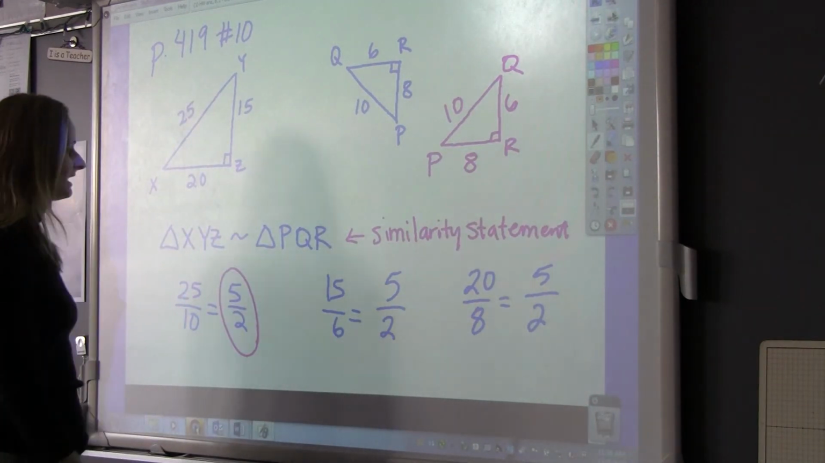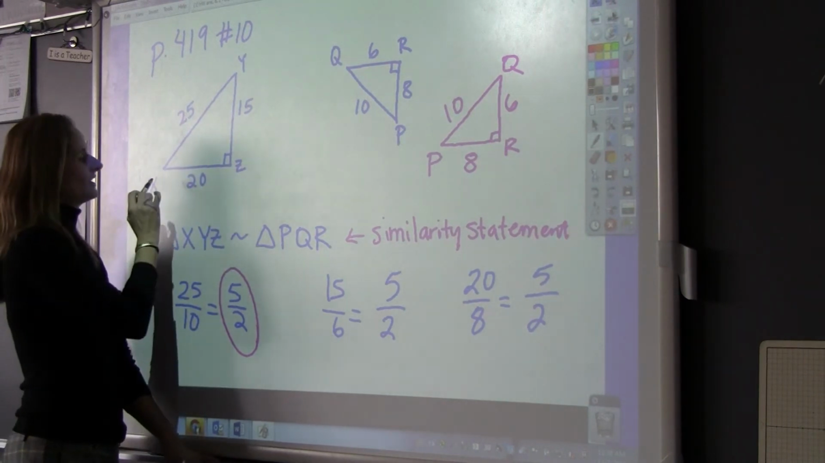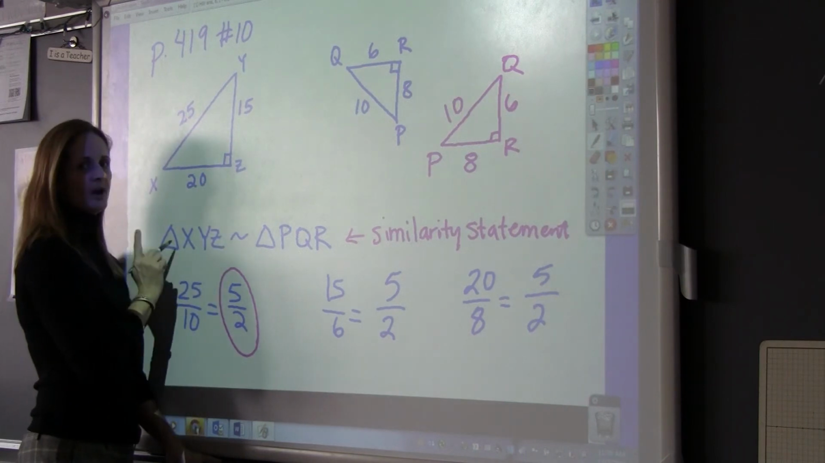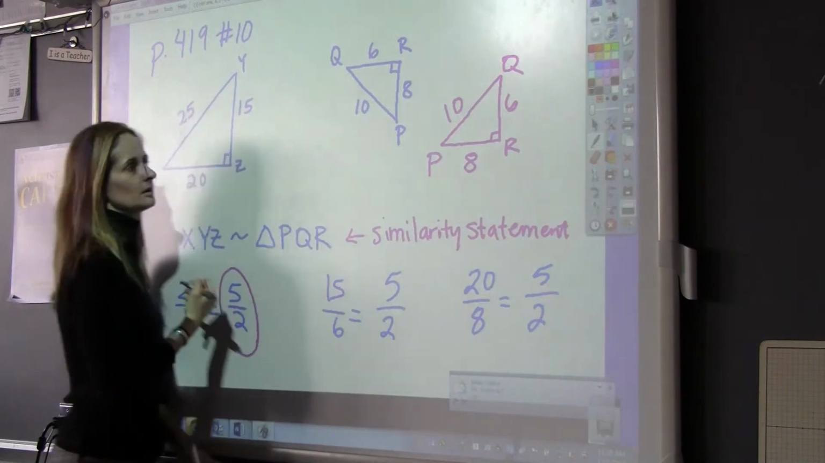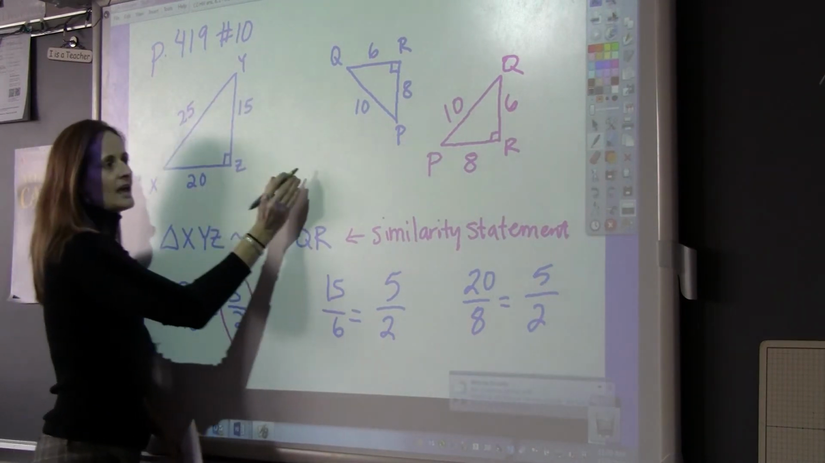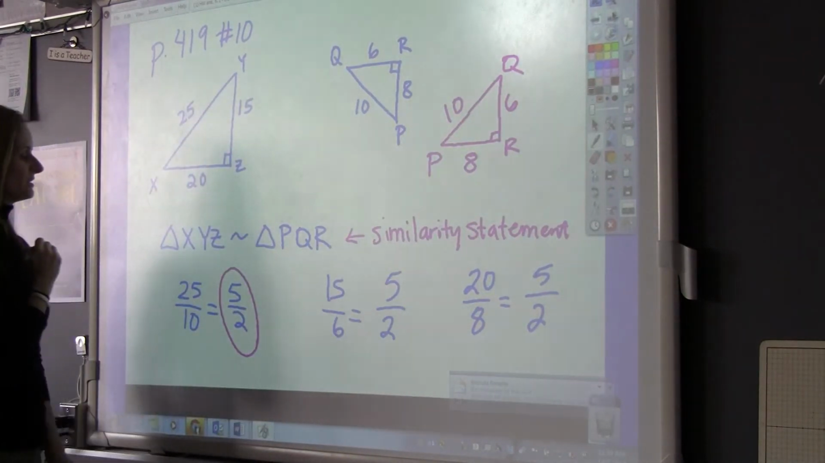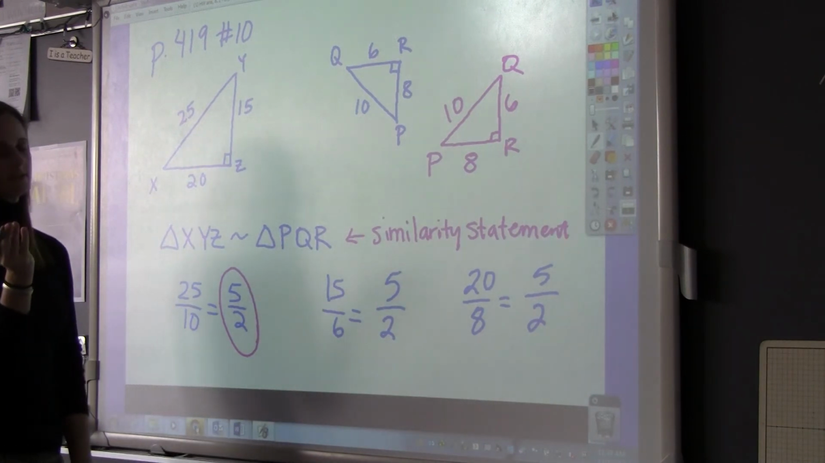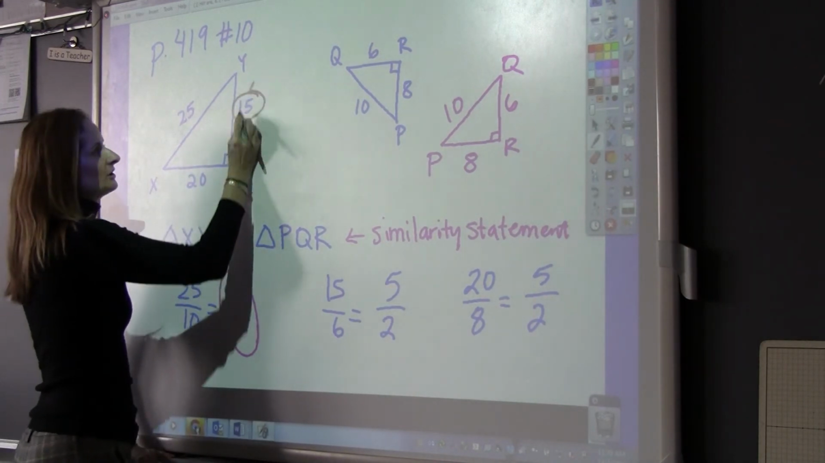Now I can write a similarity statement, and however I choose to name my first one, I chose to name this one X, Y, Z. So now I have to name the second one P, Q, R. If I had chosen to name this one Z, Y, X, then I would have to name this one R, Q, P. All right, so there's a similarity statement. And now I'm just going to check to see if all the sides are proportional. So I'm going to look at each of the ratios. It's much easier to locate now.